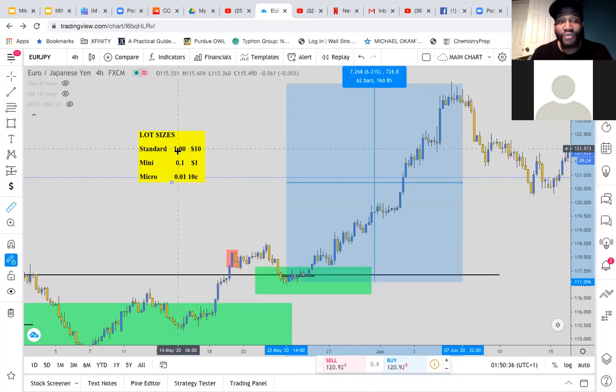Instead of using a regular standard, they're putting 2.00, which is $20 per pip, or 3.00, which is $30 per pip. If you use 3.00, every pip this thing went up was $30. 726 times 30 is $21,780. Now you see why sometimes we don't have to trade every single day.